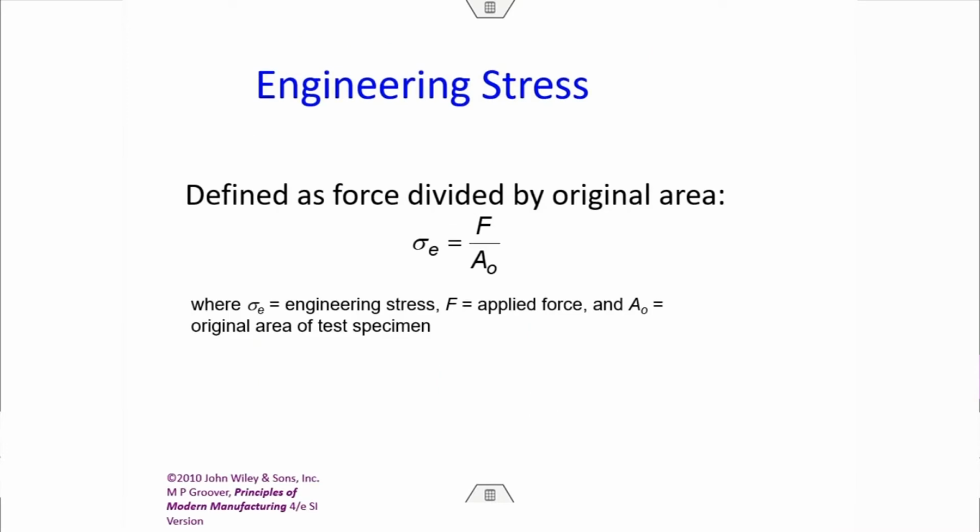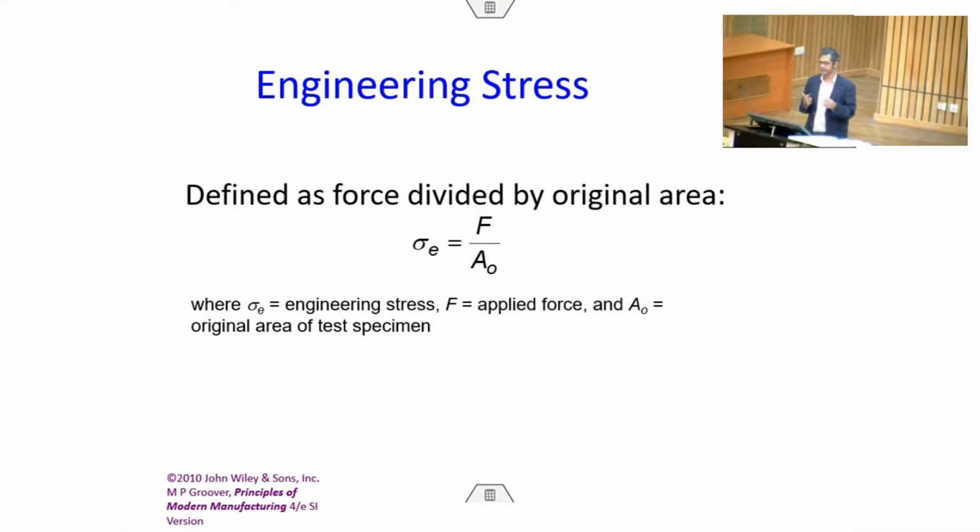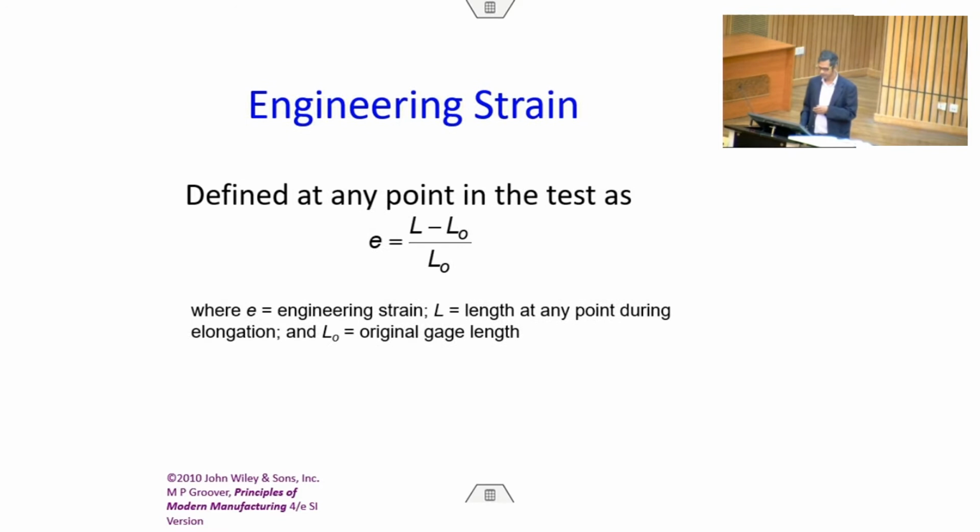Okay, now let us come back to some of the things which you need to know. As you know, stress is an important thing. The stress can be obtained by dividing the force by the original area. So engineering stress is nothing but force divided by the original area. Engineering strain is basically the increased length divided by the original length. Okay, so that's nothing but L minus L0 divided by L0. L is the length at any point of testing, and L0 is the original length. So this can also be written as delta L by L0.